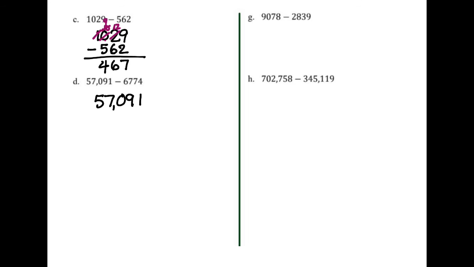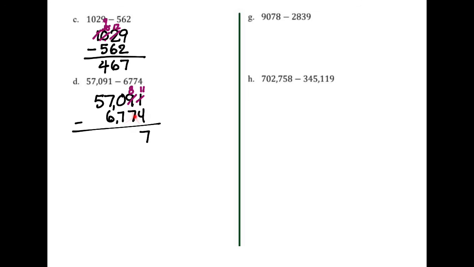57091 and 6774. Subtracting. Okay, we cannot do 1 minus 4, so we have to borrow. So we borrow from the 9, it is now an 8, and the 1 is now an 11. So 11 minus 4 is 7.